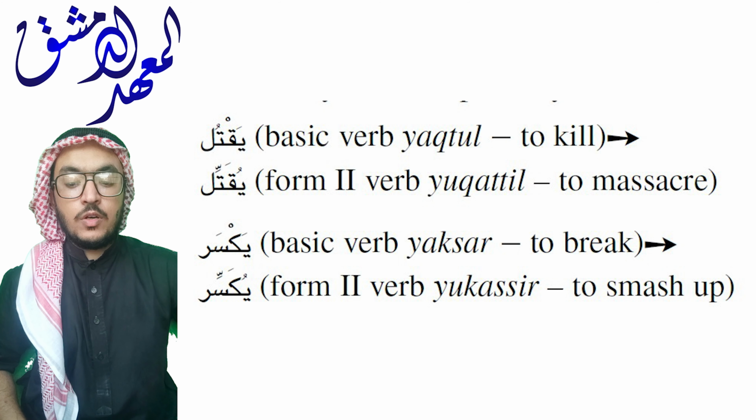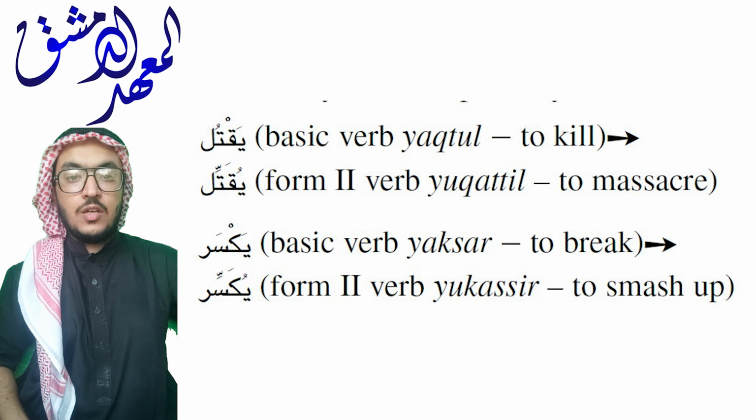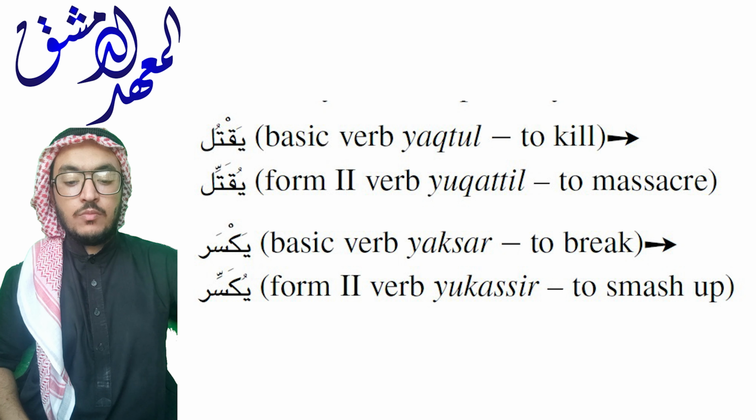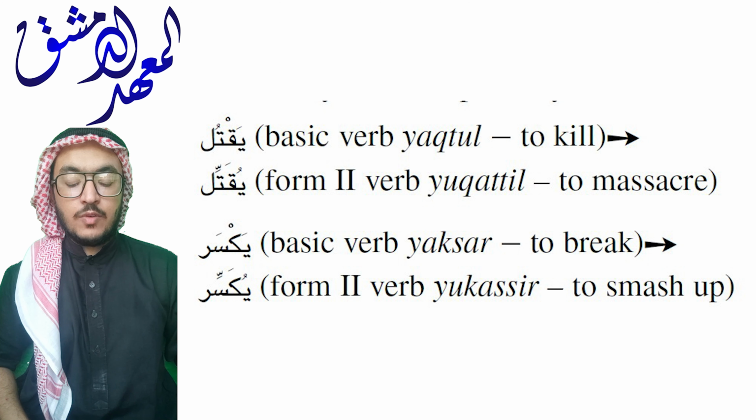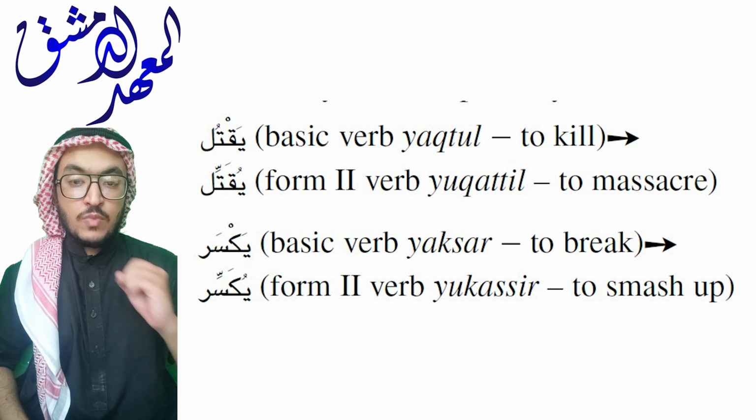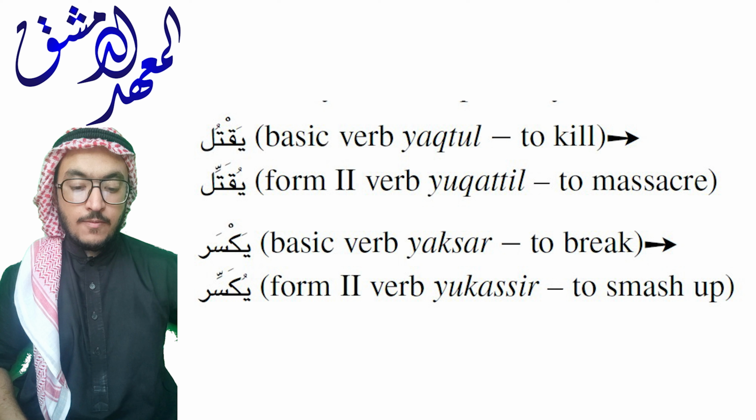Form 2 can also give a verb the meaning of doing something intensively or repeatedly. For example, yaqtul means to kill, yuqattil means to massacre, to go out intensely to kill everyone. Yaksar means to break, and yukassir means to smash, to completely break something.